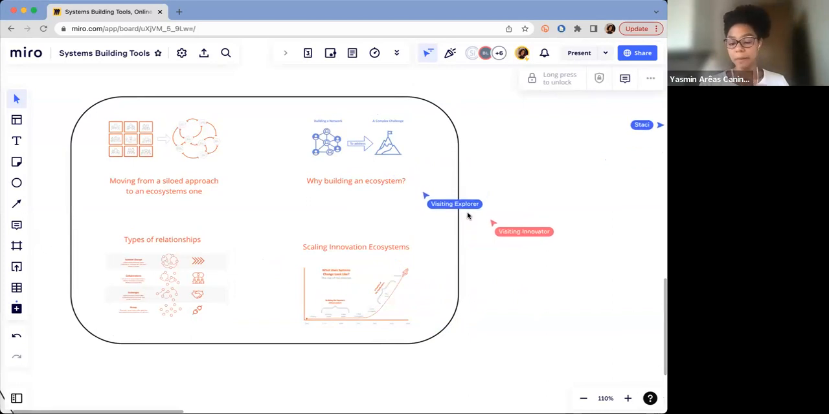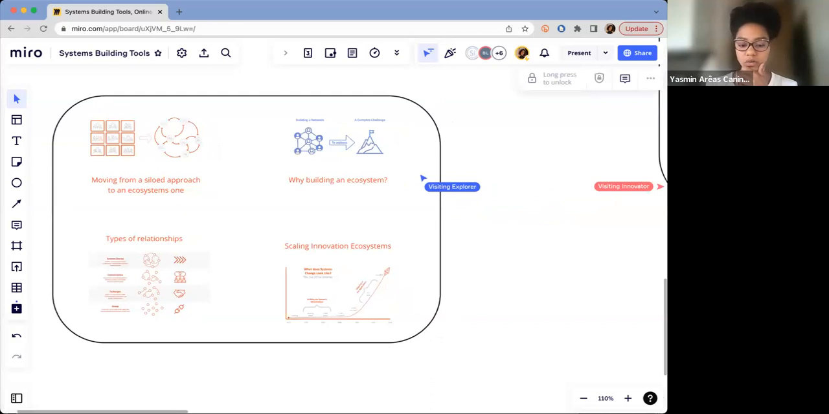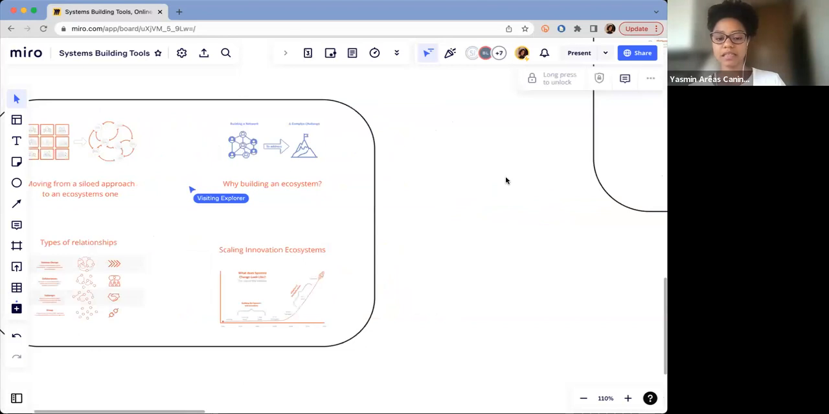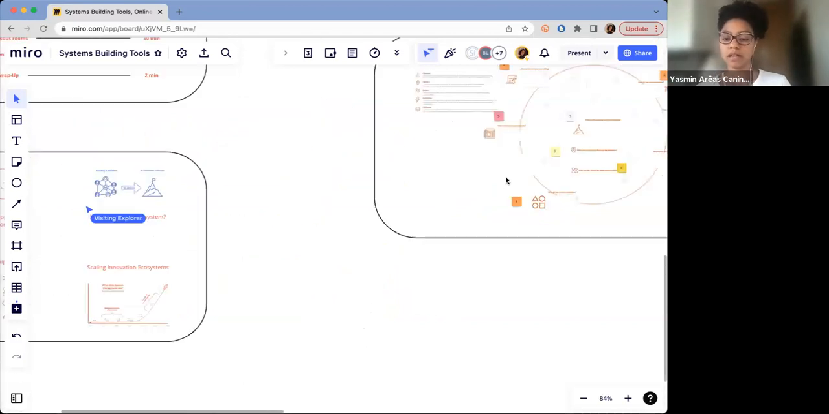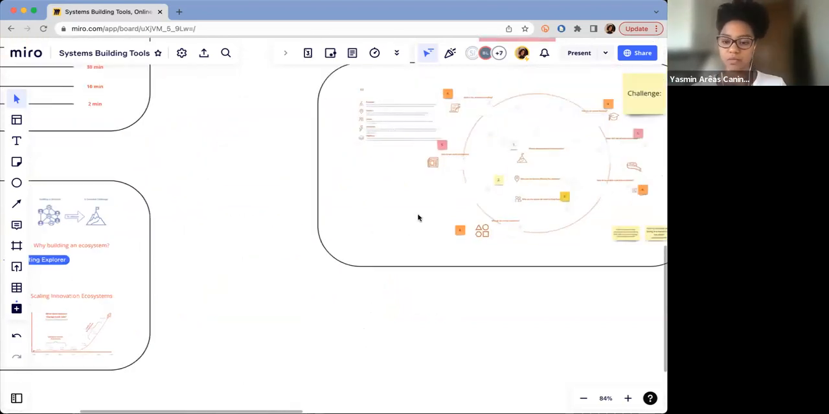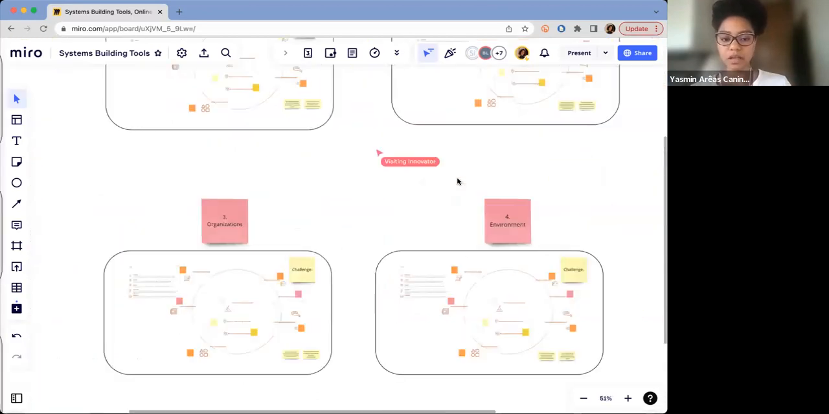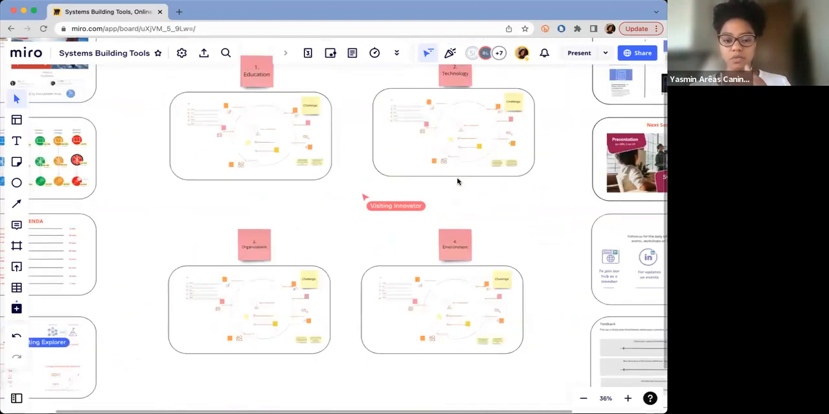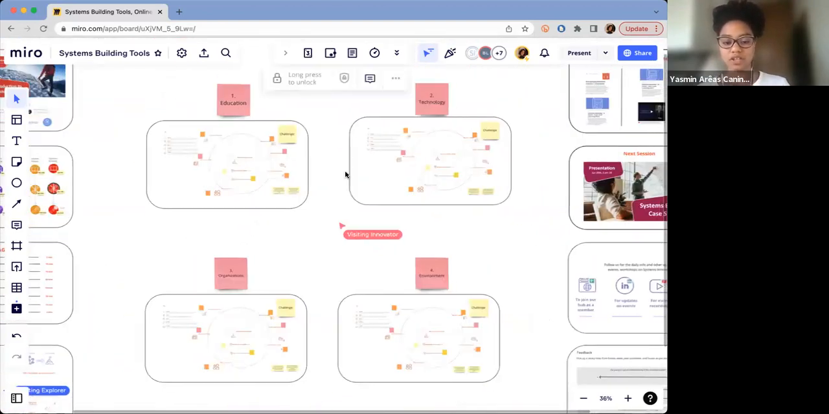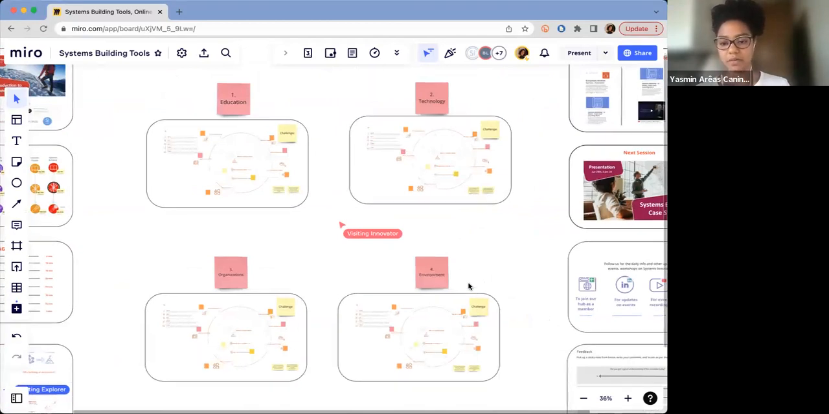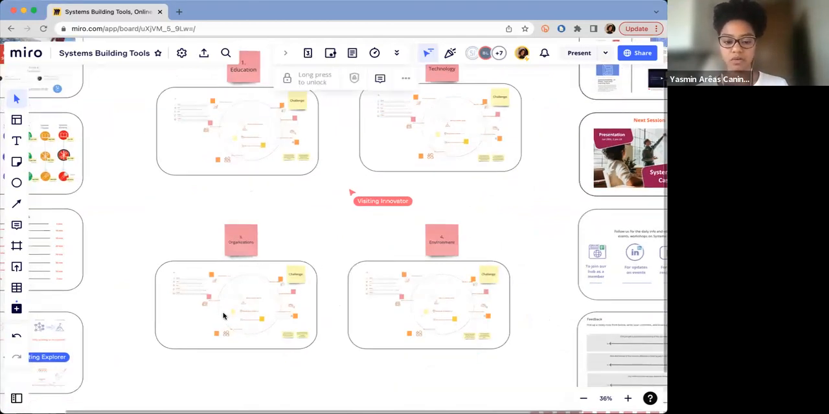So the purpose of the session today is to use this canvas to organize this ecosystem around a specific challenge that we have. So here we have 4 main topics. On the breakout rooms, we have education, technology, organizations, and environment. So how this is going to work.